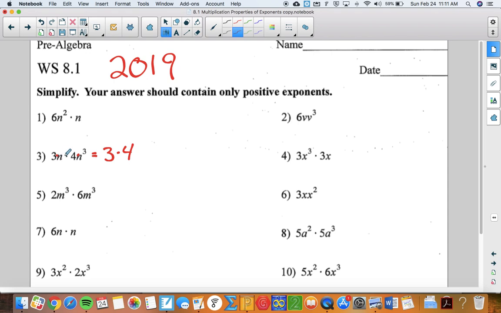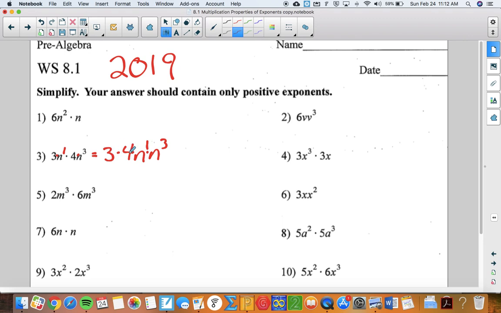So now this is all multiplication, so I'm going to put the numbers, the 3 and the 4 out in front. Then I'm going to rewrite the variables after that. So n, and then n times n to the third. This is all multiplication, so I'm putting dots in between to help me remember that. And by the way, this n right here, this variable has an exponent of 1.